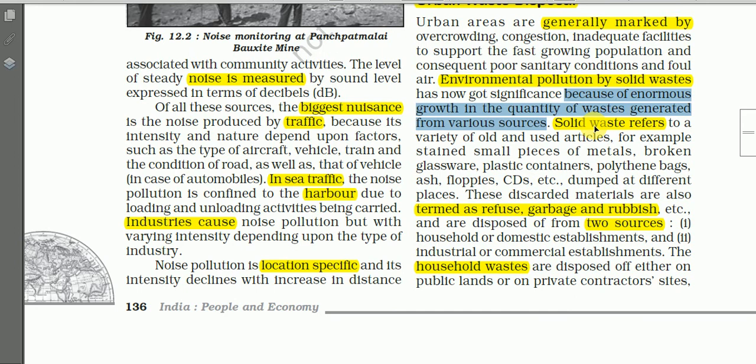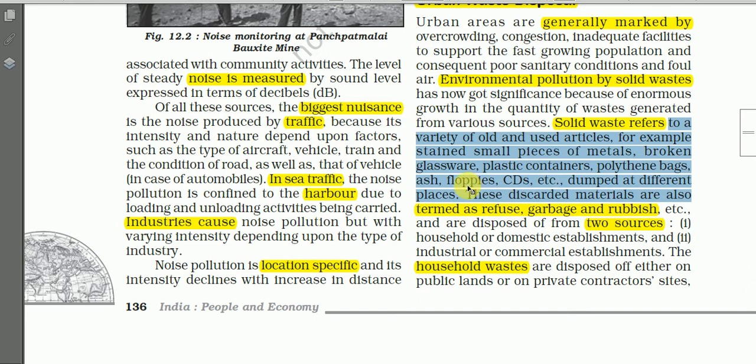What do you mean by solid wastes? Solid waste refers to a variety of old and used articles, for example, stained small pieces of metals, broken glassware, plastic containers, polythene bags, ash from different sources, floppy disks, CDs, compact discs, etc. dumped at different places.